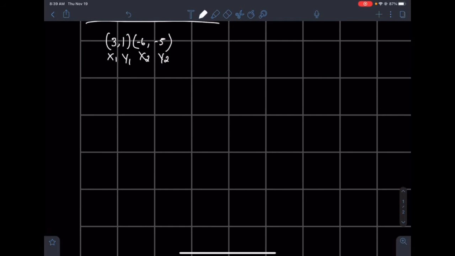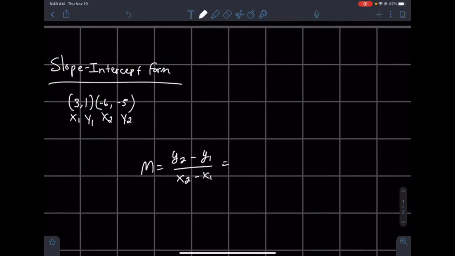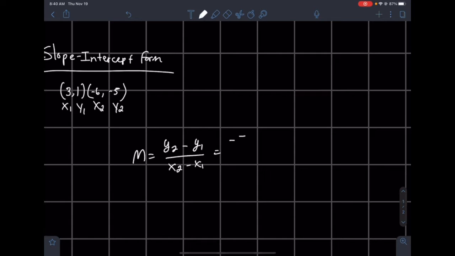So we have to put our first problem into slope-intercept form. To find our m, we are going to do the slope formula. That is y2 minus y1 over x2 minus x1. Then we're going to plug in our points. So negative 5 minus 1 over negative 6 minus 3.